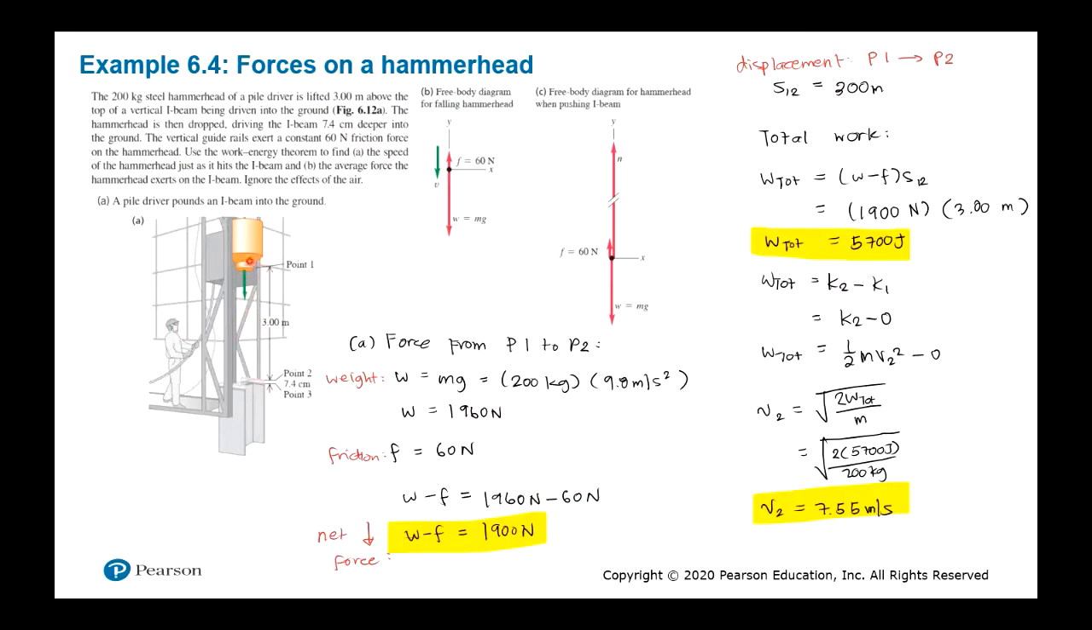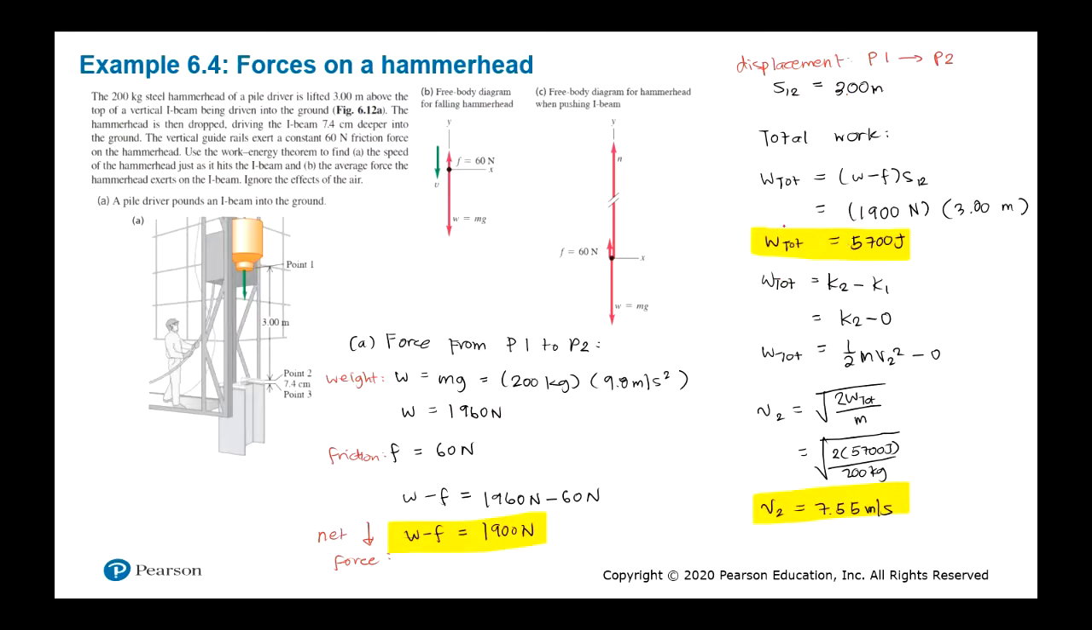And then we also have here a value for the displacement. That's just basically this point minus this point, which is 3 meters. I forgot to put a decimal point there. Okay, so there's a decimal point there. So that is your displacement. To get the total work, we can just take the summation of forces along the y-axis times the displacement s1 from point 1 to point 2. That's 1,900 newtons times 3 meters, and that is how we got the total work of 5,700 joules.